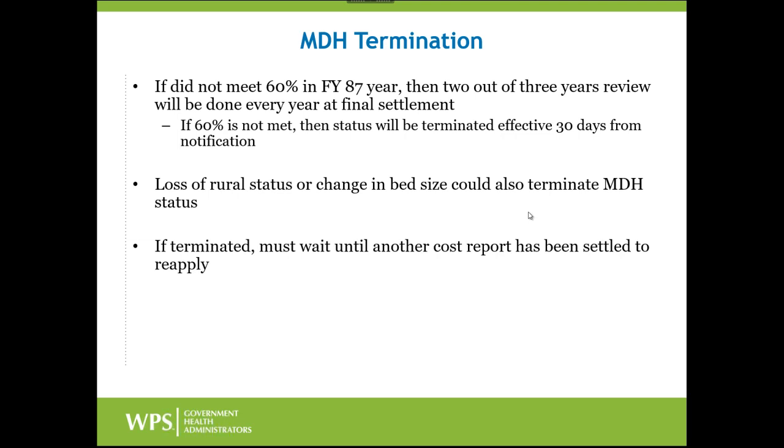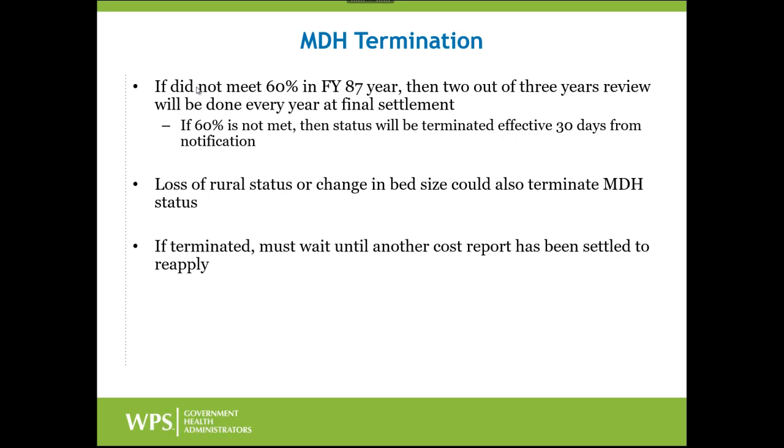So if we find out that, let's say in the past 3 years, you met 2 of the years, but now that we're final settling the next year, that 3-year period is going to roll forward. And now if we find that 2 of the 3 years were not met, then this would be terminated effective 30 days from the date of notification. Of course, if you lose your rural status or change your bed size, this would also terminate the MDH status.